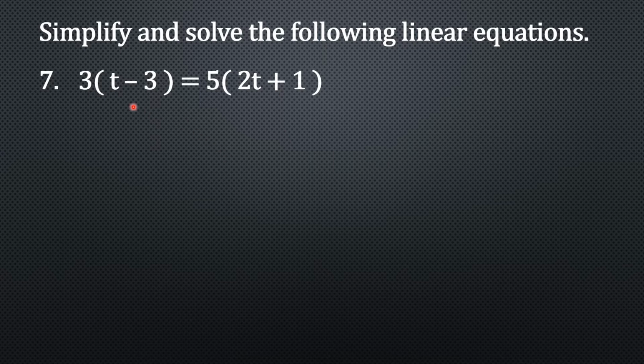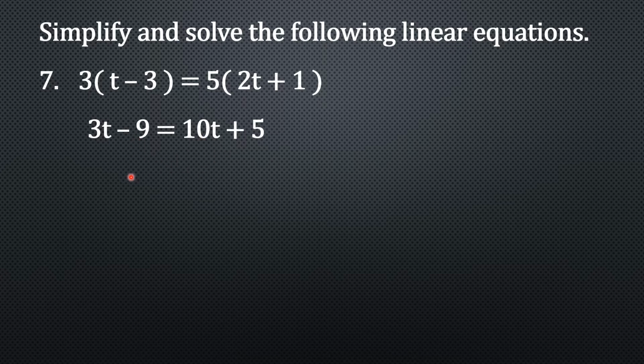So here, first we will open the brackets on both sides. We will multiply the number outside the bracket with all the terms inside the bracket individually. So we have 3 into t, that is 3t, minus 3 into 3, 9, equals 5 into 2, 10t, and 5 into 1, plus 5. Now we will shift all the variables to the left hand side and numbers to the right hand side.